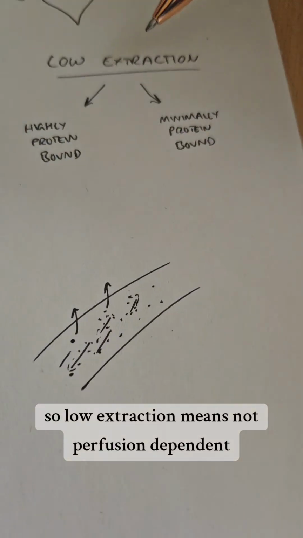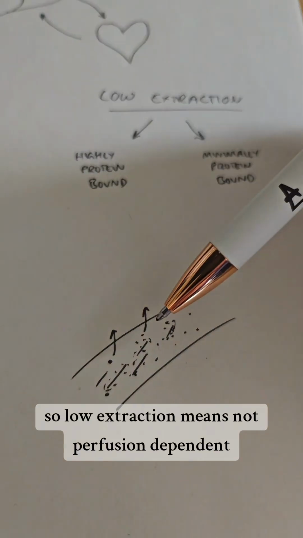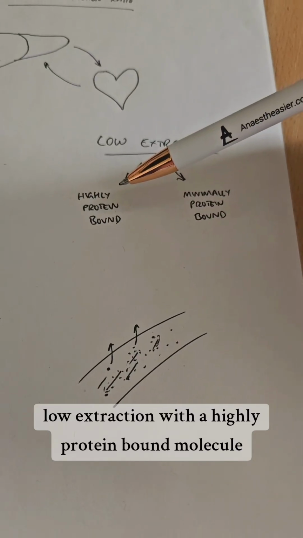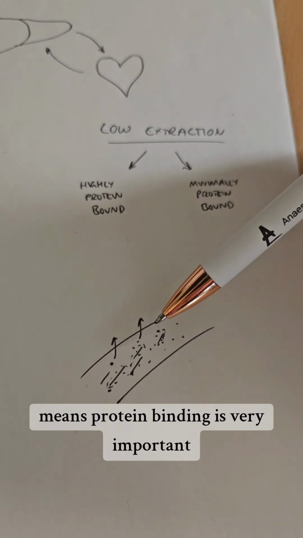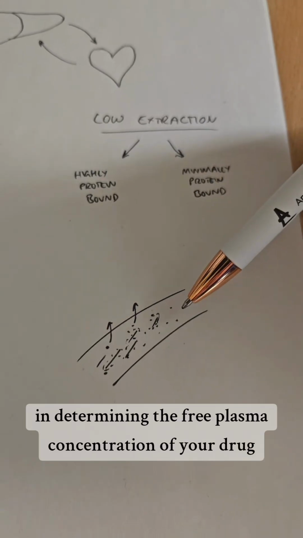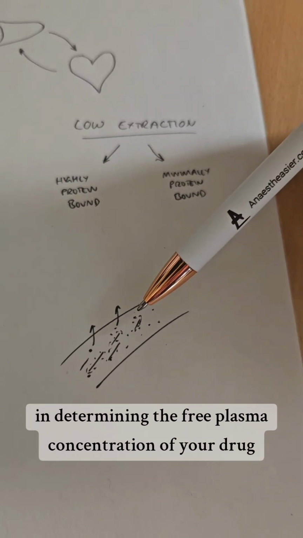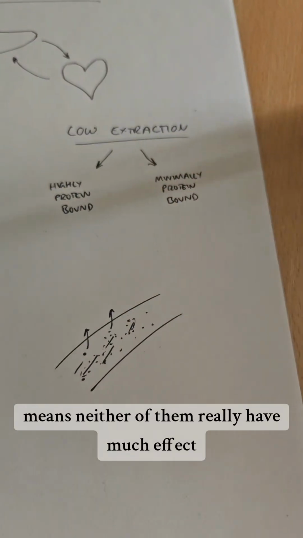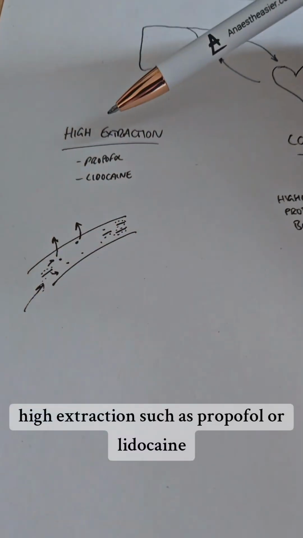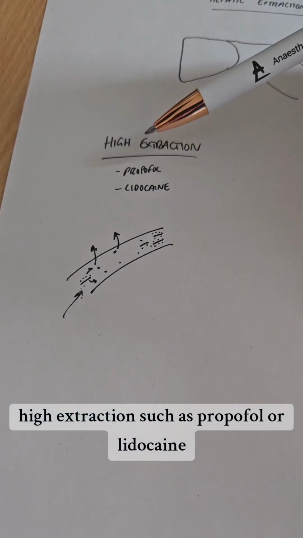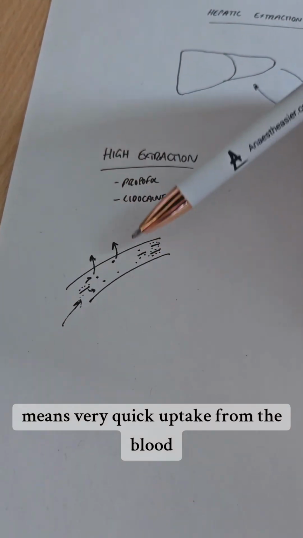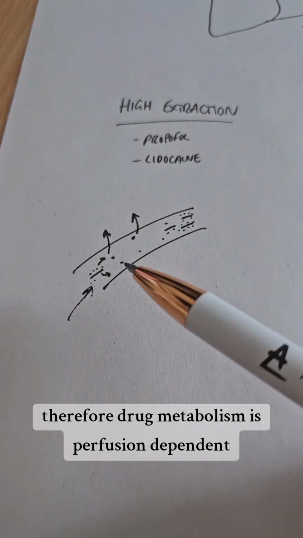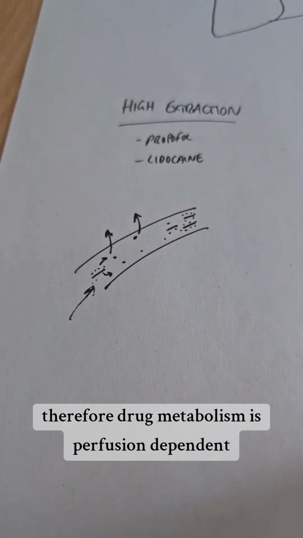So, low extraction means not perfusion dependent. Low extraction with a highly protein bound molecule means protein binding is very important in determining the free plasma concentration of your drug. Low extraction with minimal protein binding means neither of them really have much effect. High extraction, such as propofol or lidocaine, means very quick uptake from the blood, very quick dissociation from proteins, and therefore drug metabolism is perfusion dependent.